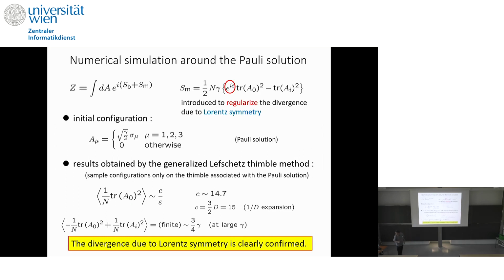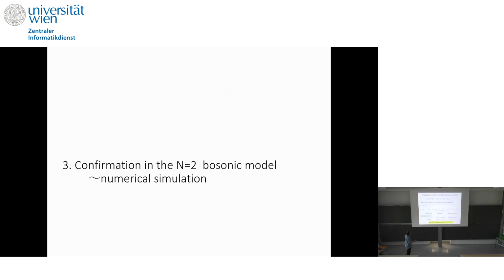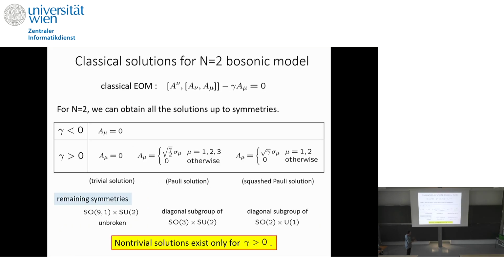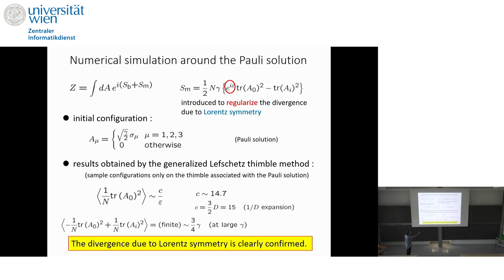Okay, so what we have done with the numerical method is the following. So here we have the IKKT action with the mass term. And since we expect that this model has this divergence of the partition function according to this argument, we introduce some regulator in the time direction to make simulation possible. So we introduce this epsilon here only for the time direction, and that is sufficient to make the simulation work. And then we are going to make epsilon smaller and smaller and see whether divergence occurs. That's what we have done.